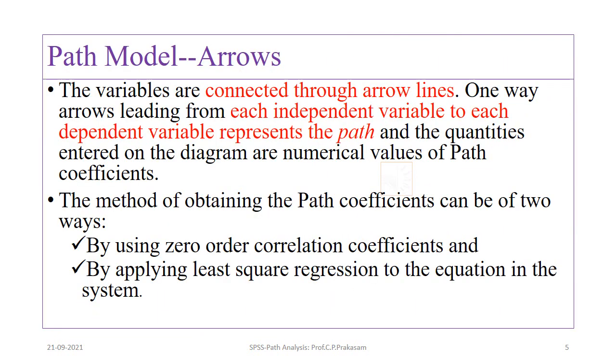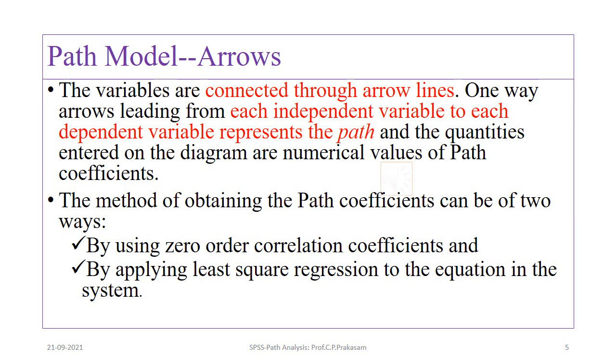One of the important things in a path model is the arrows connecting the variables, from the dependent to independent and even independent to the dependent variables. The variables are connected through arrow lines. A one-way arrow leading from each independent variable to each dependent variable represents the path, and the quantities entered on the diagram are the numerical values of the path coefficients.